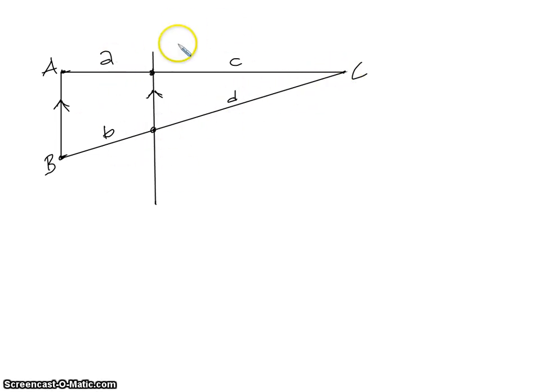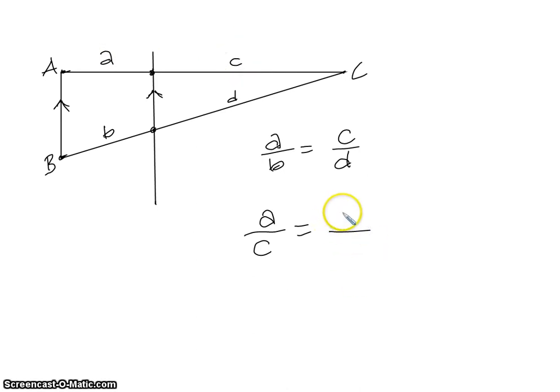Basically, we've got a proportion set up just like it's written. We could say A is to B as C is to D. So this side over this side is equal to this side over that side. We also could say A is to C as, what do you think? That's right, B is to D.